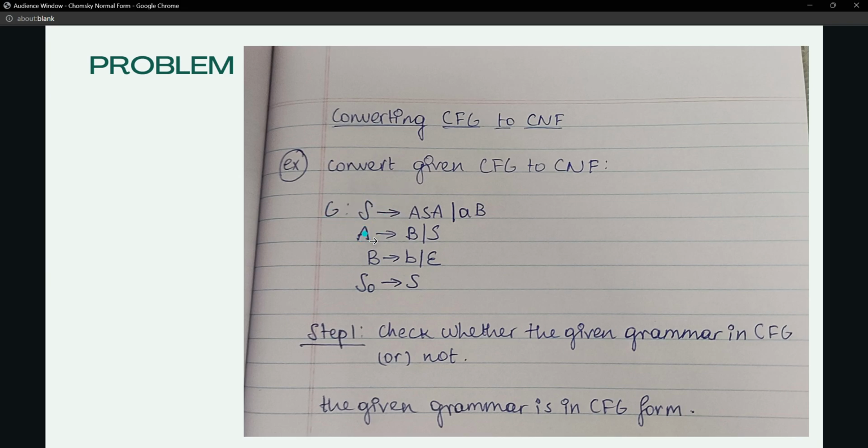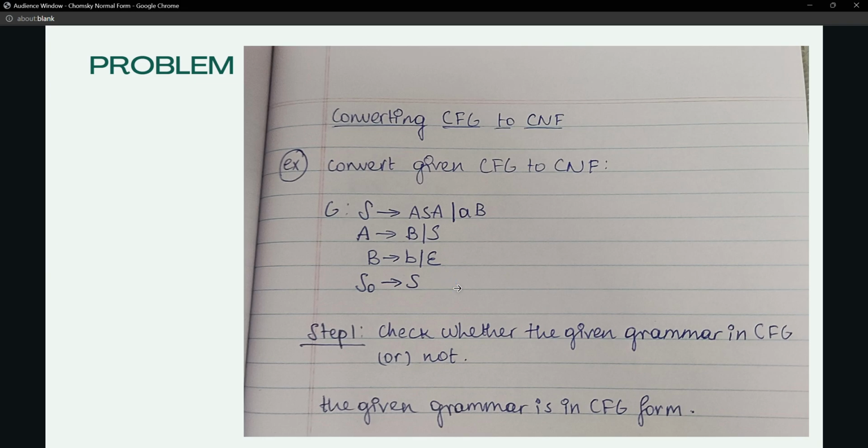gives out to A, a non-terminal symbol A and symbol B, and the symbol A gives B and S. The symbol B gives B, a non-terminal letter B, or epsilon. And here is another interesting symbol: S naught gives S. So let me show how to convert this given grammar to CNF.